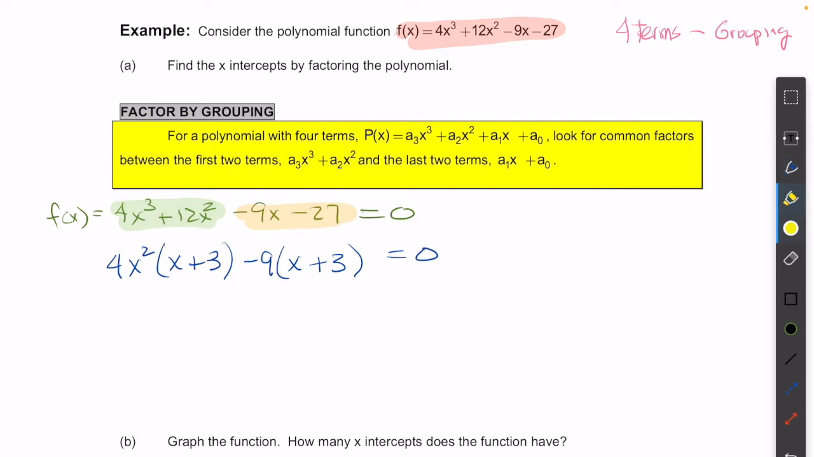Then, if you've done the first step correctly, you should have an absolutely identical binomial for each group. And we're going to take that common binomial and factor it out to the front. Then dividing the first group by x plus 3 leaves me with 4x squared, and dividing the second group by x plus 3 leaves me with minus 9.